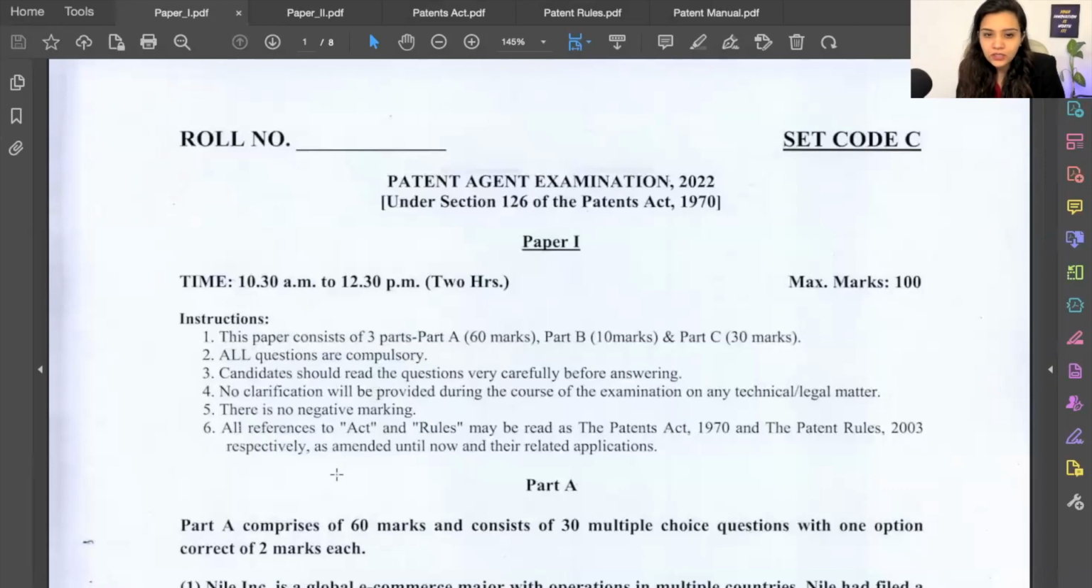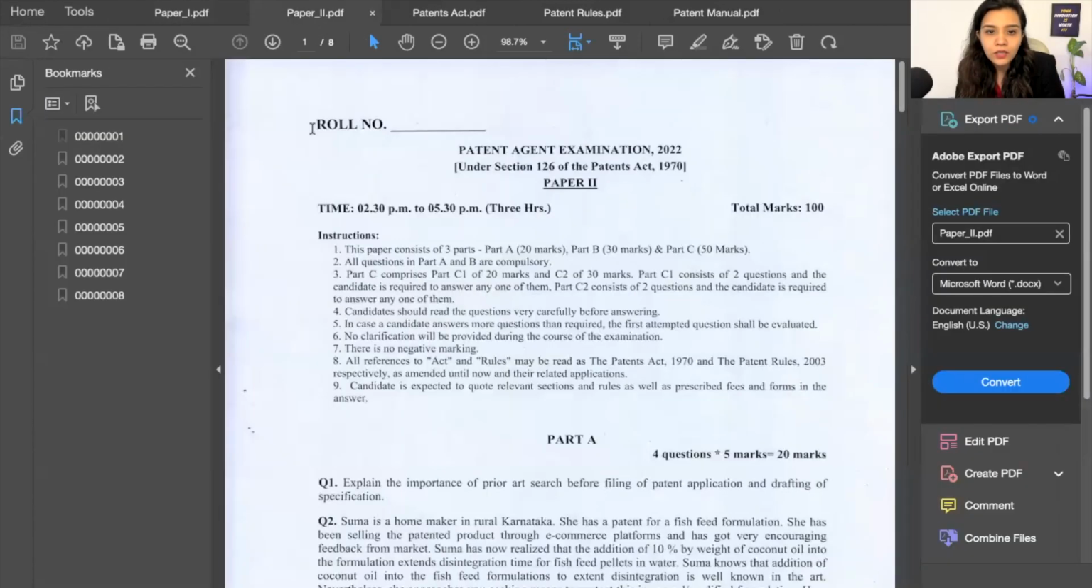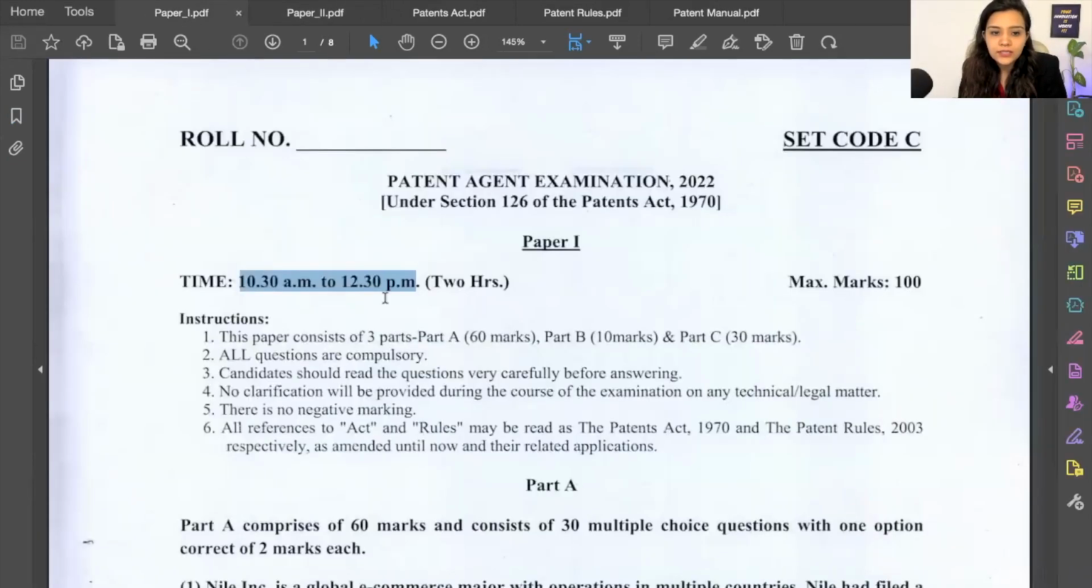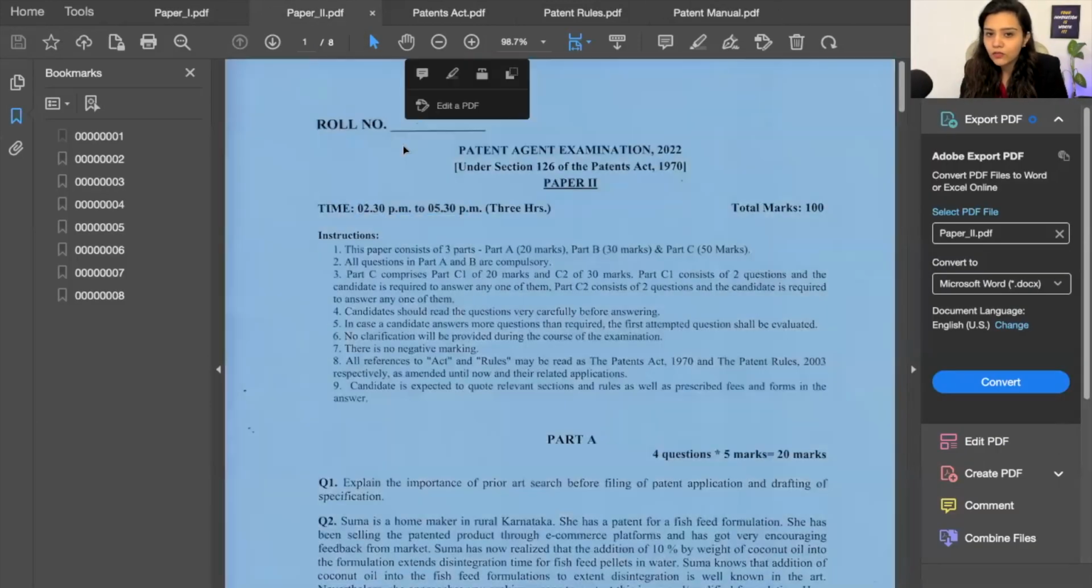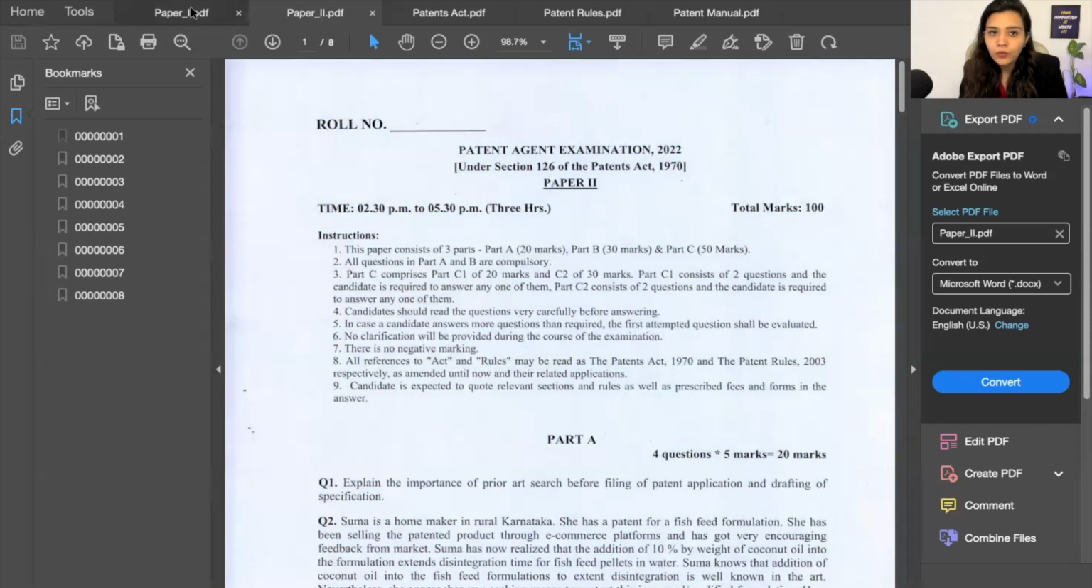So basically, two exams happen on the same day. The timing of the first exam is 10:30 a.m. to 12:30 p.m. and the timing of the second exam is 2:30 p.m. to 5:30 p.m. In this exam, paper one is a completely objective paper and paper two is a completely subjective or written paper. And both papers are of 100 marks.